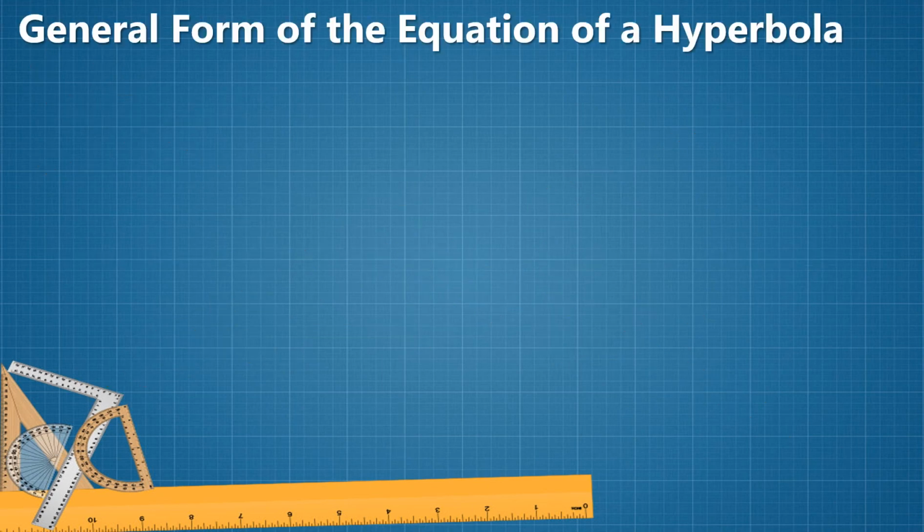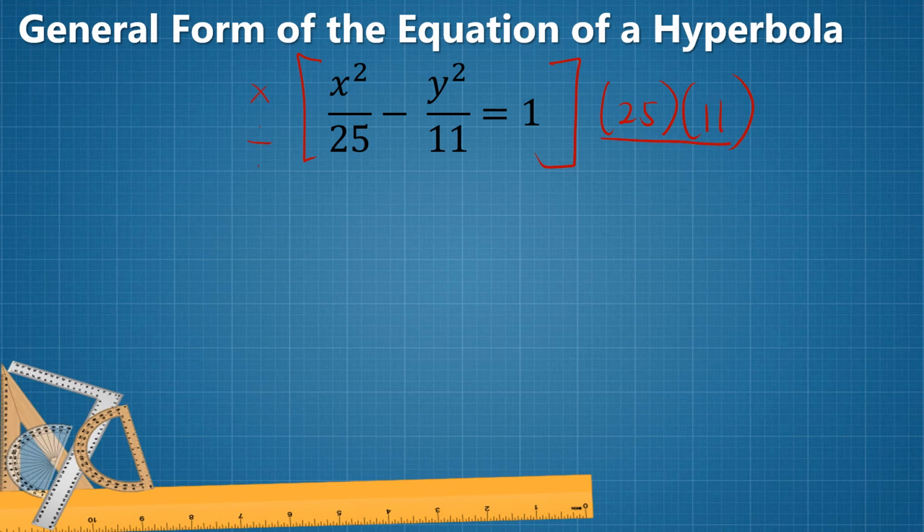To know the general form of the equation of a hyperbola, we have x squared over 25 minus y squared over 11 equals 1. So the first thing that we need to do, we need to multiply this by the LCD. Most of the time, the LCD is just the product of the two denominators. So we multiply 25 times 11. Now we're going to use the divide multiply process. So let's divide 25 times 11 by 25.